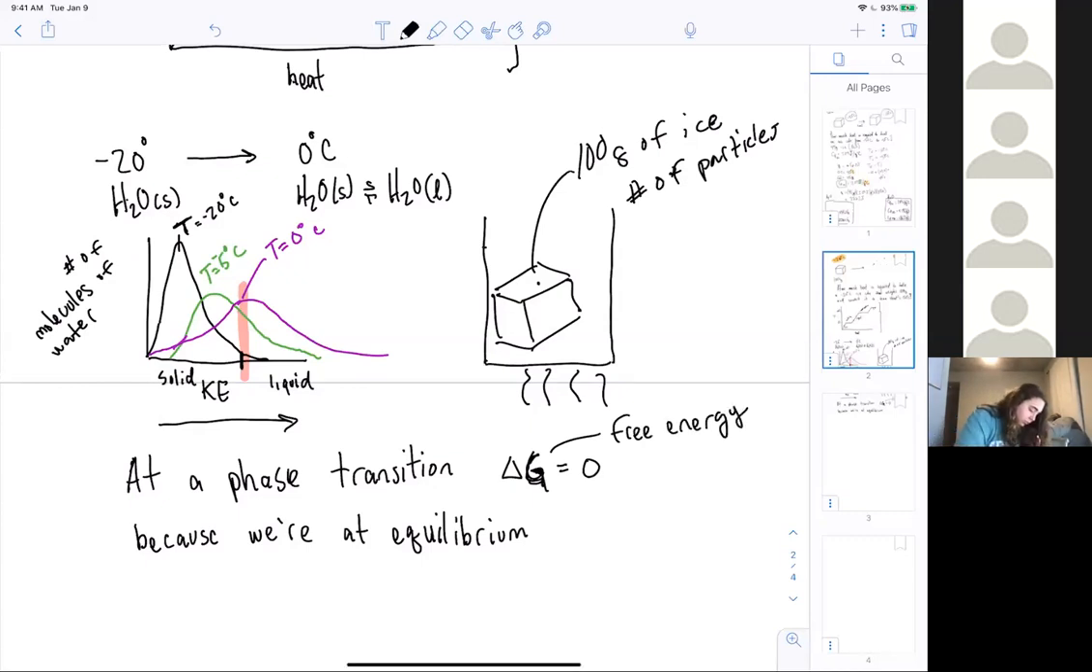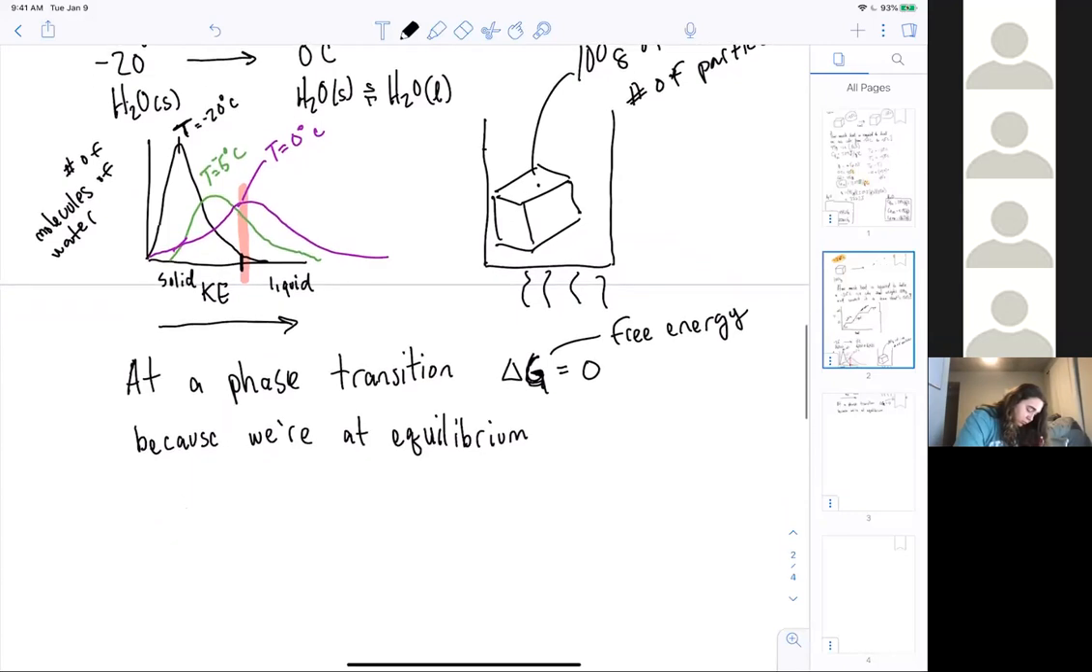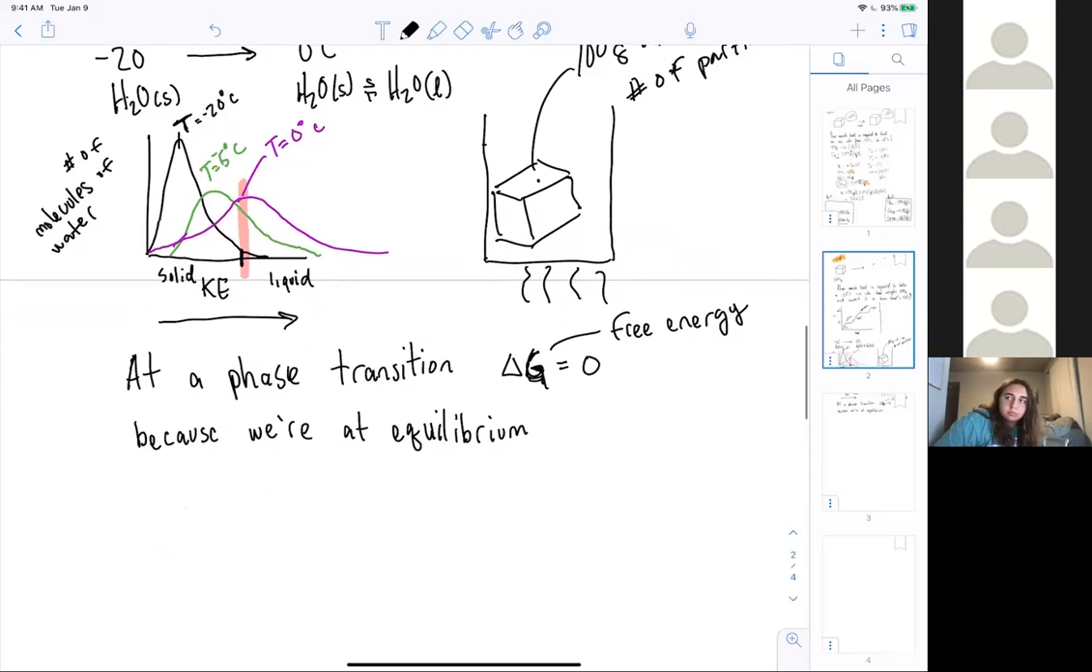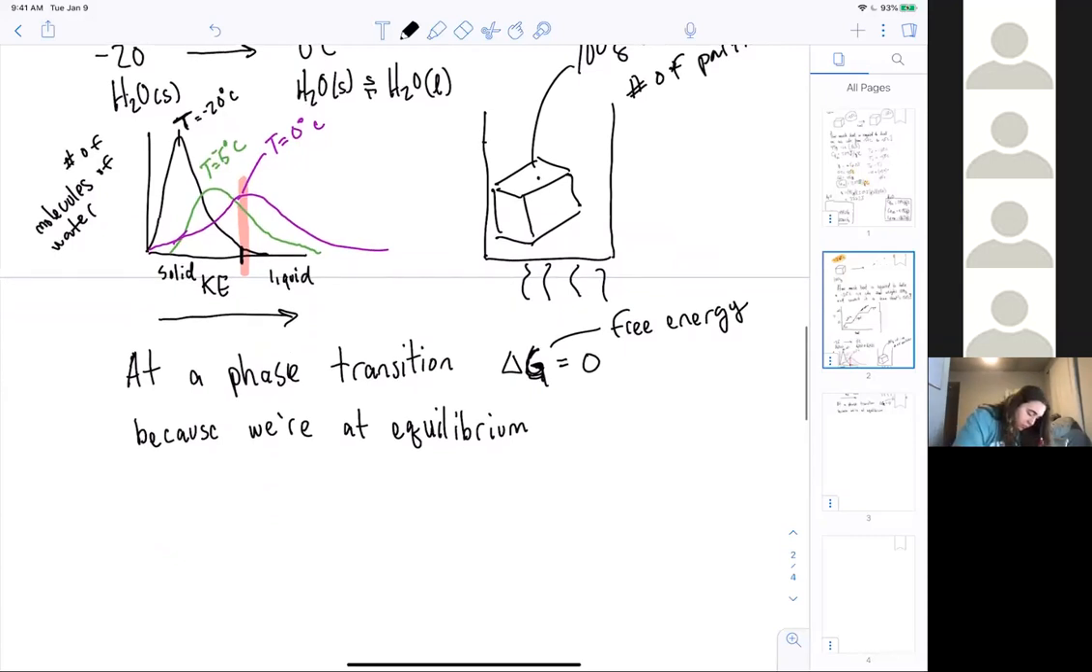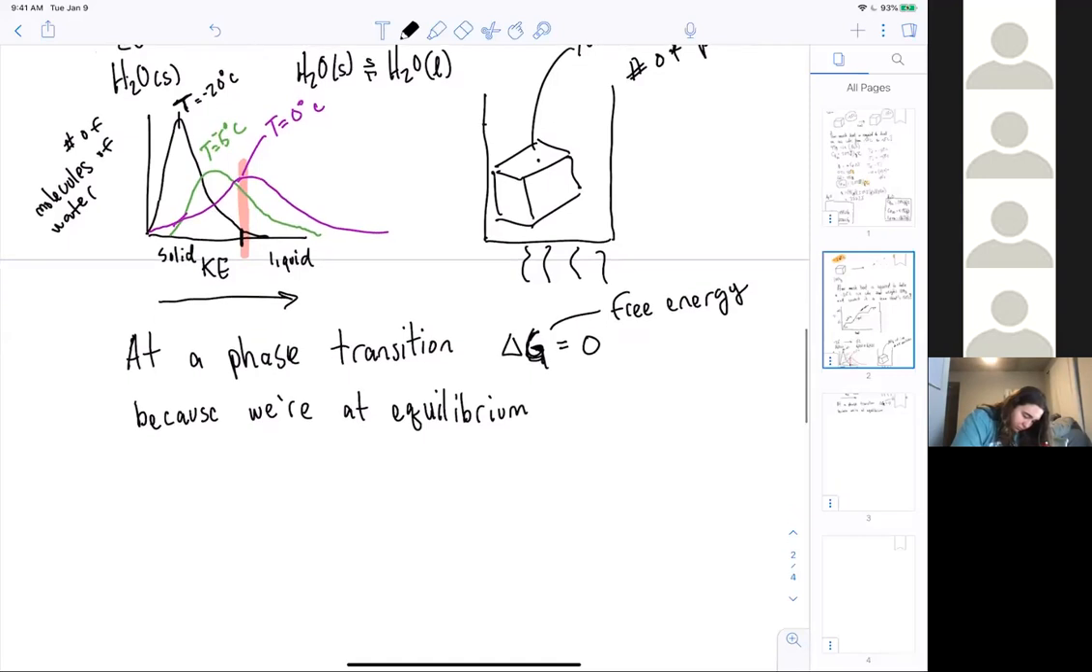And when we talk about free energy, we're using that to holistically describe what will or will not happen in the universe. If the free energy is 0, nothing will happen. If the free energy for the system is positive or negative, then the system is going to move in one direction to try and become 0. Okay, so the free energy is 0.